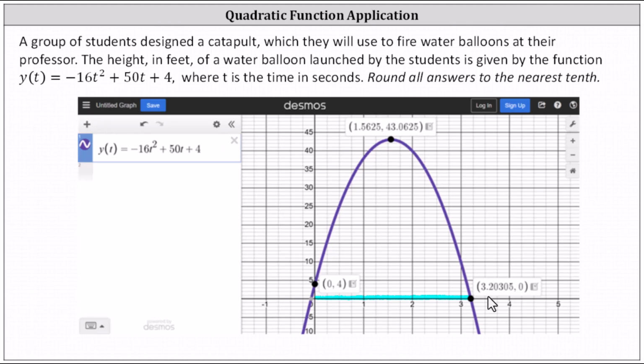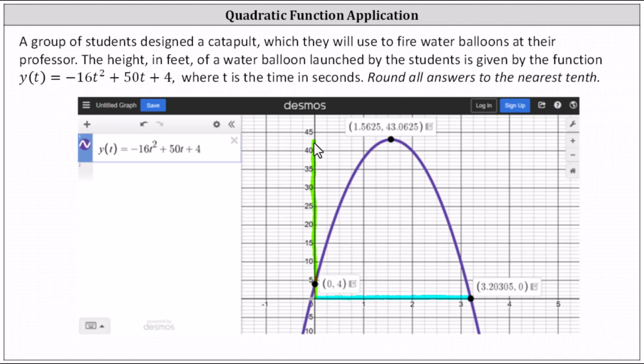And now the practical range is going to be all the outputs that make sense given the practical domain. Recall each output represents a height of the water balloon. So we can see at the point 0, 4, the starting height is 4 feet. Then the water balloon is launched. It goes up to a maximum height of approximately 43.1, and then from there it falls back to the ground where the height is 0. This indicates the practical range would be the function values from 0 all the way up to the vertex where the function value is approximately 43.1.